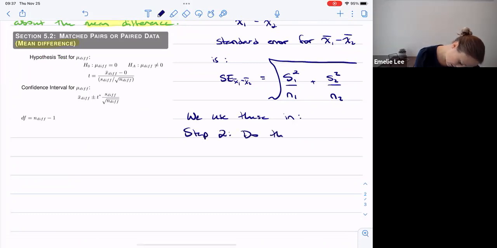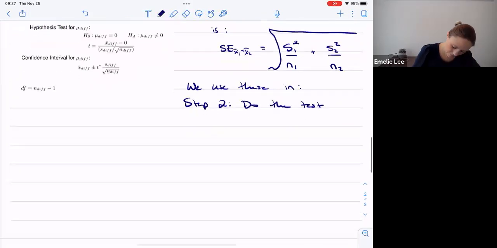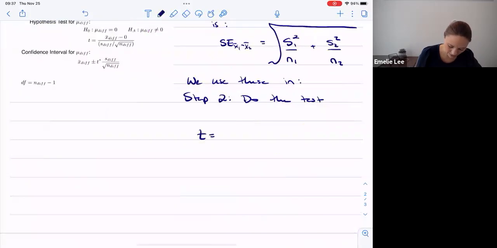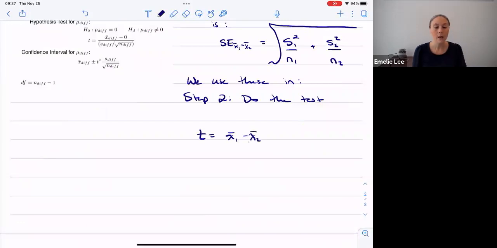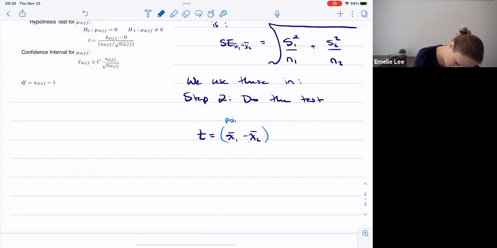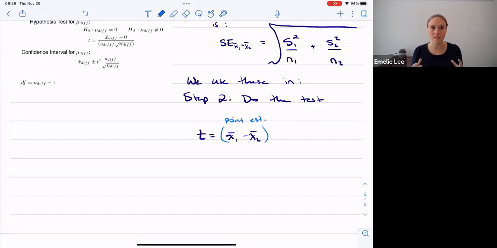Do the test. So T is going to be x1 bar minus x2 bar. Technically, right, because we take our point estimate minus the null value. Here I want to highlight that this is our point estimate. So the setup stays the same. It's just that our point estimate and our null values are now bigger.